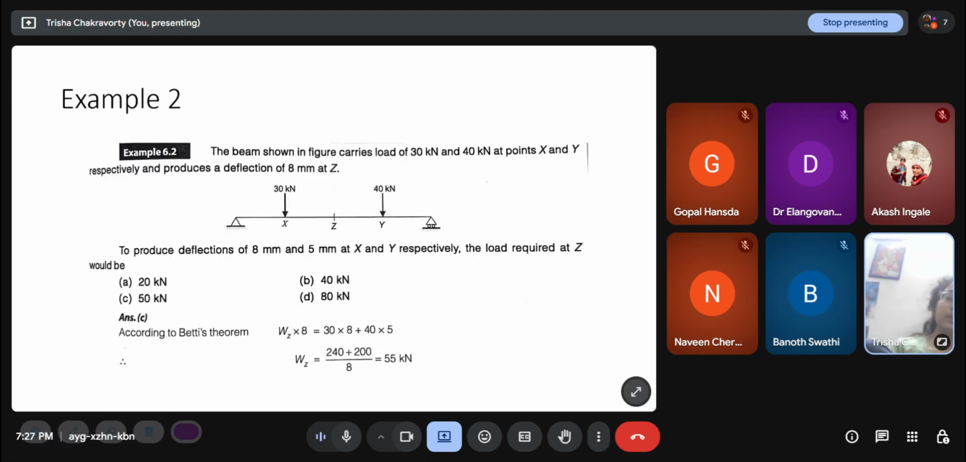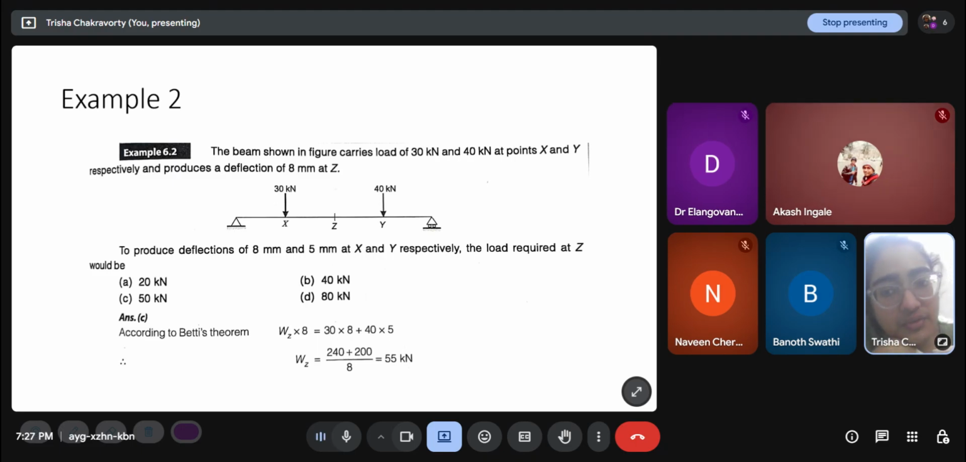The beam shown in figure carries a load of 30 kN and 40 kN at points x and y, and produces a deflection of 8 mm at z. To produce deflections of 8 mm and 5 mm at x and y respectively, the load required at z would be, so here the P system of loading is the 30 at x and 40 at y.